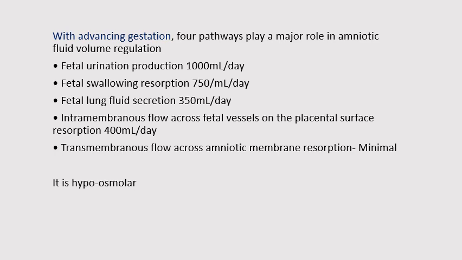This amniotic fluid early in pregnancy is isoosmolar with fetal and maternal plasma. Now, in the later part of gestation, there are four main pathways that play a role in the fluid volume regulation of the amniotic fluid. One is fetal urine production of around 1000 ml per day. Then, resorption by swallowing by the fetus, around 750 ml per day.